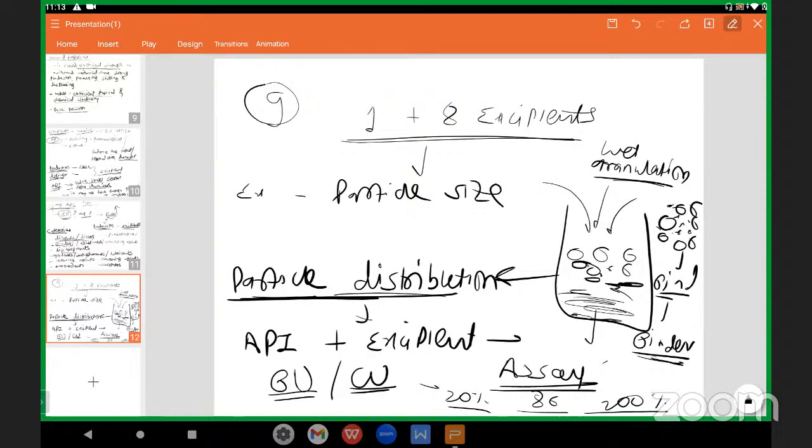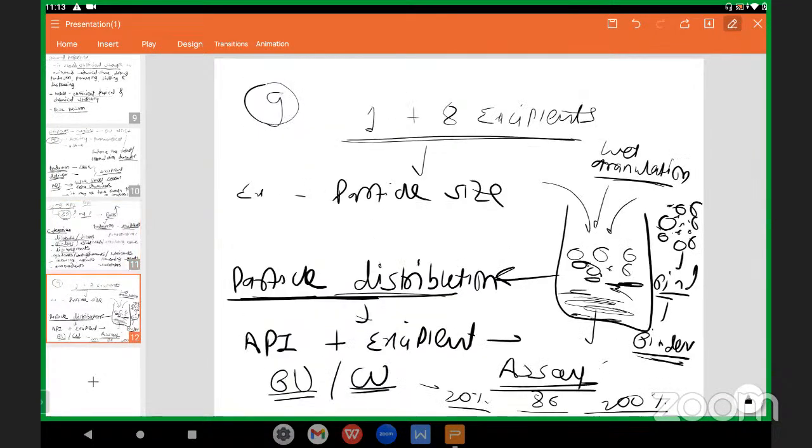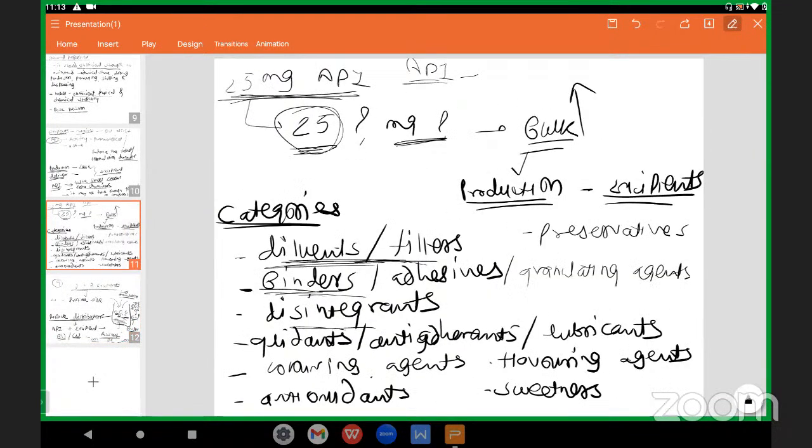So this is the purpose we are going with the wet granulation, and that's why for the binding of these different particle sizes or different molecules we are using this category, that is adhesives or binders. Are you getting my point? Clear this? Yes, sir.